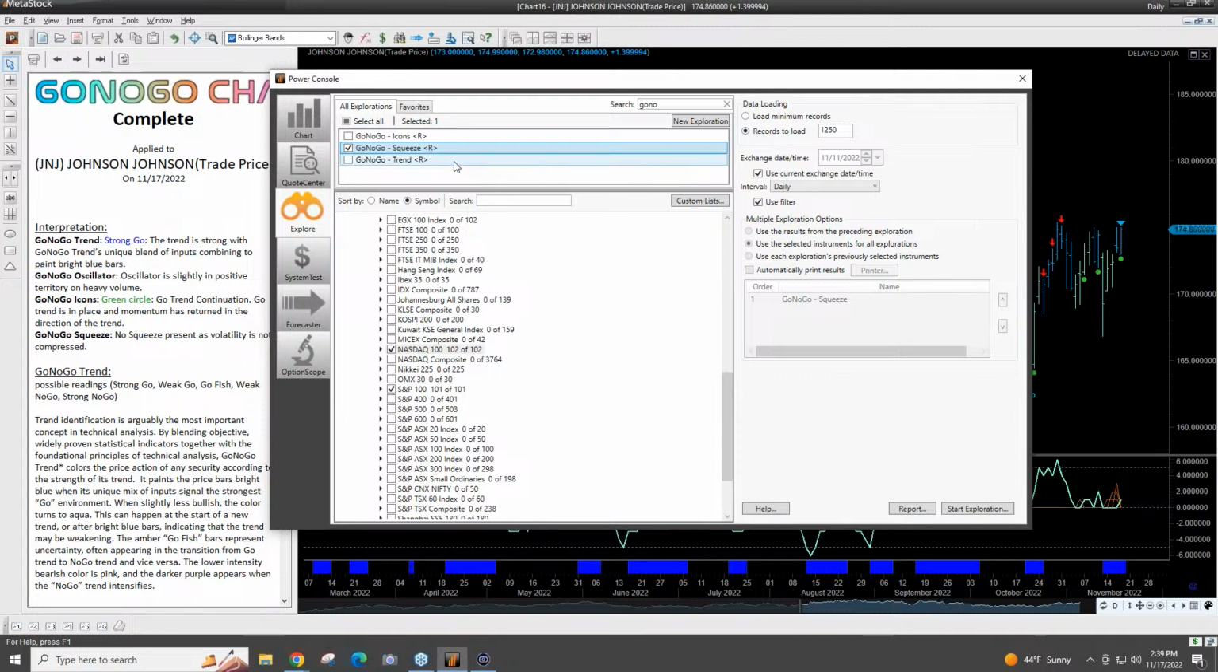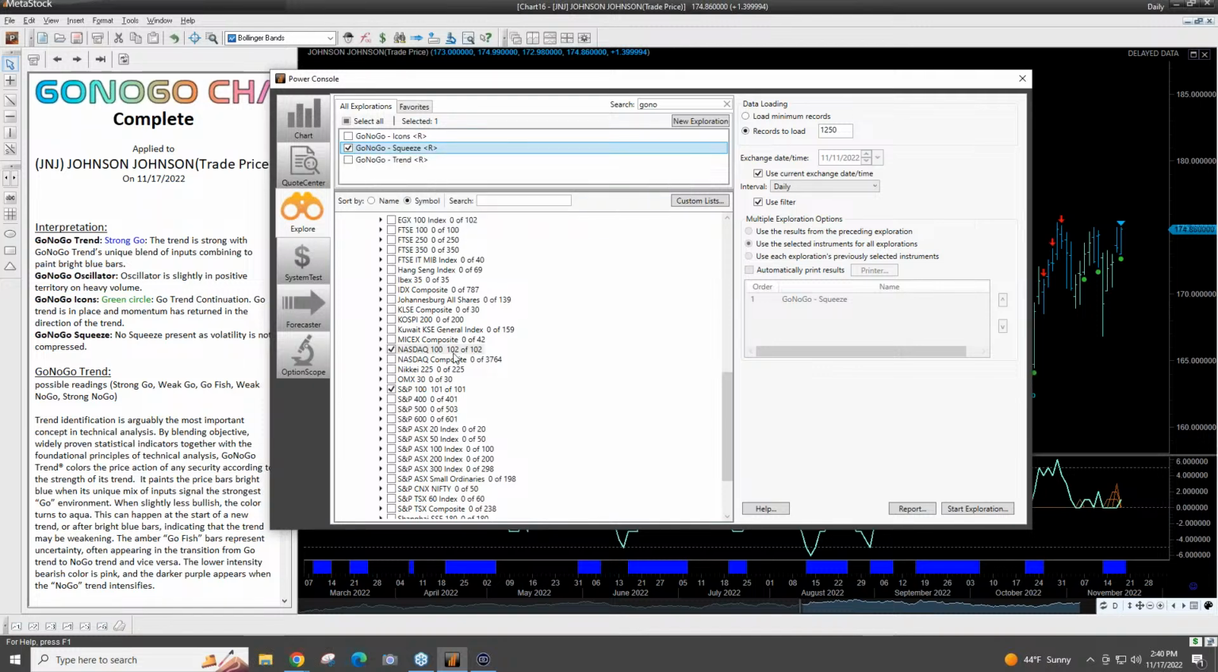The other thing too is if you ever want to know what the scan is doing, you can always hover over the exploration name, and it will tell you that it's going to find any instruments that are currently experiencing a GoNoGo squeeze. The number that the squeeze is measured by is 1 through 6. If it's a 1, it's maybe just starting in the squeeze, or if it's a 6, then it's in a really big squeeze at that point. And so you want to keep an eye on that one.